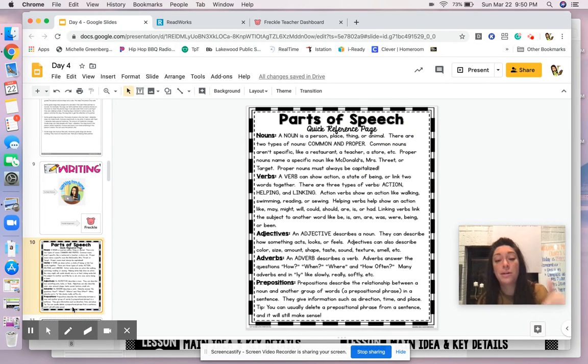We're going to focus on nouns again. Remember, a noun is a person, place, thing, or animal. It can also be an idea like love. Okay, that's also a noun. We have common and we have proper nouns. A common noun is not specific. So it could be a person, a girl, a boy. It could be a store, school, mall.